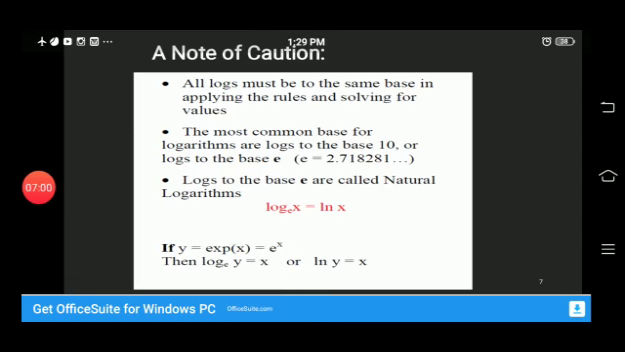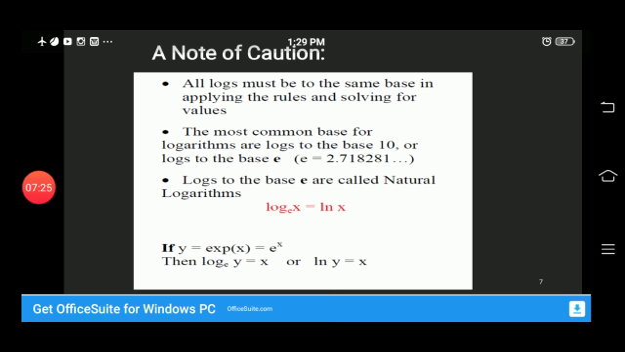A note of caution: all logs must be to the same base in applying the rules and solving for the values. It means when we are solving, all logs should be of the same base. It shouldn't be that one log is of base 10, the other of base 3, the other of base 2. All of the logs should be of the same base.